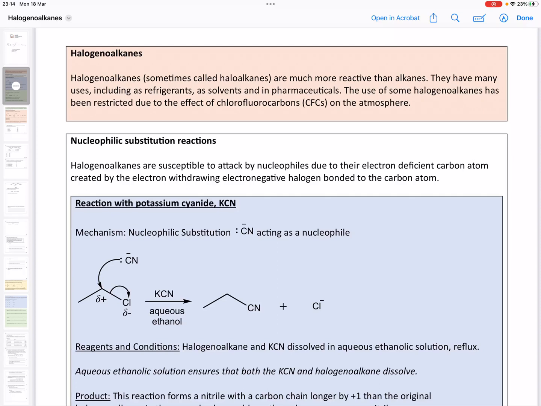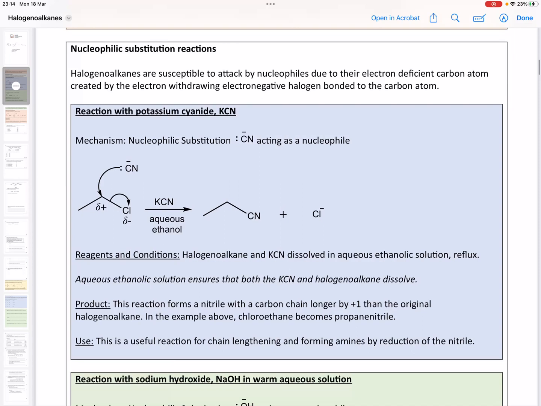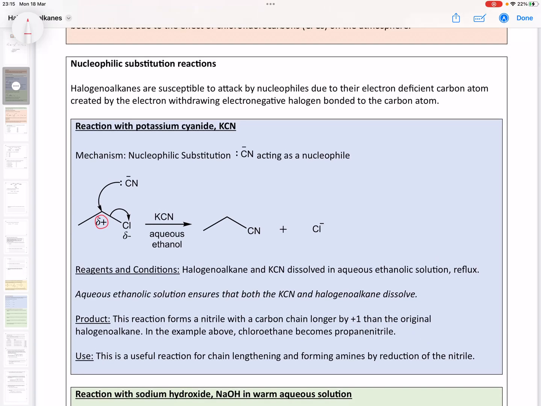So the first type of mechanism that we're going to look at is called the nucleophilic substitution reaction. Because halogenoalkanes have got a delta positive carbon atom, I'm going to circle it for you there, it's going to attract the lone pair of a nucleophile. A nucleophile is a substance with a lone pair, may also have a negative charge, but definitely has to have a lone pair. And in this case, the nucleophile is the CN- ion. So this is our nucleophile.